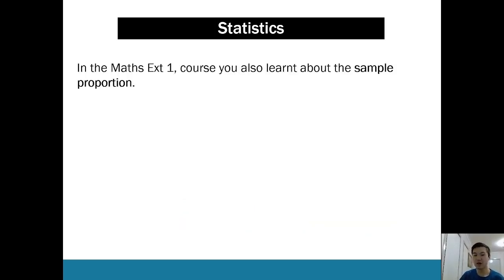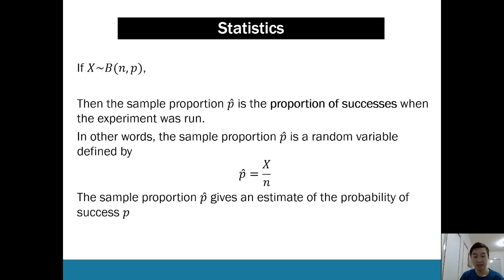So in extension 1, in this course, you also learned about the sample proportion. Instead of writing the number of successes we get, the sample proportion is just the proportion of successes that you have over the total number of trials that you ran. We use this little p with a hat to represent the sample proportion. It's just the number of successes you got as a proportion of the total number of trials you did. So the sample proportion gives us an estimate of the probability of success p.